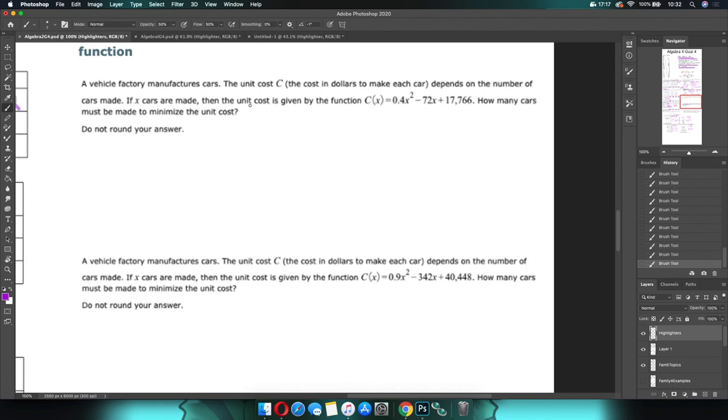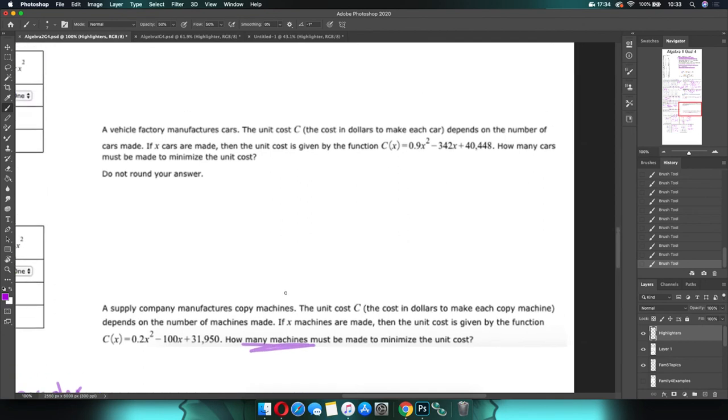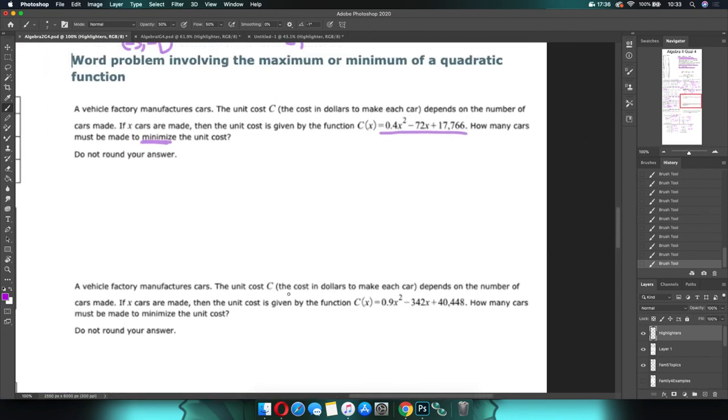If x cars are made, the unit cost is given by a formula. So they give you the format right there. How many cars must be made to minimize the cost? This is going to be the key phrase here. They are going to give you all three types: how many machines must be made to minimize the cost? And then how many cars?